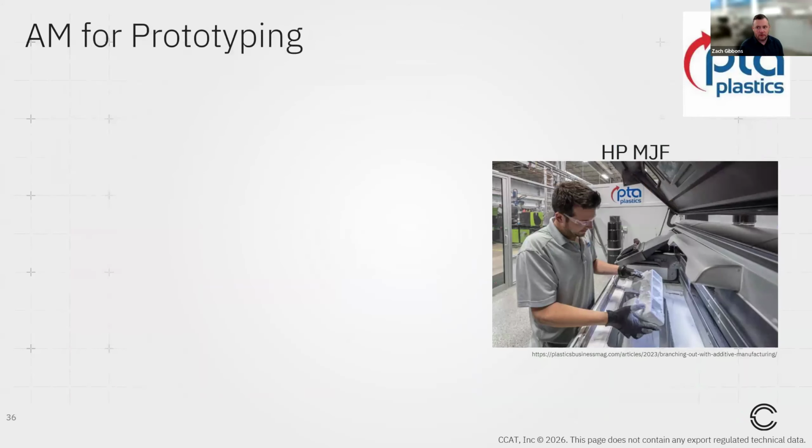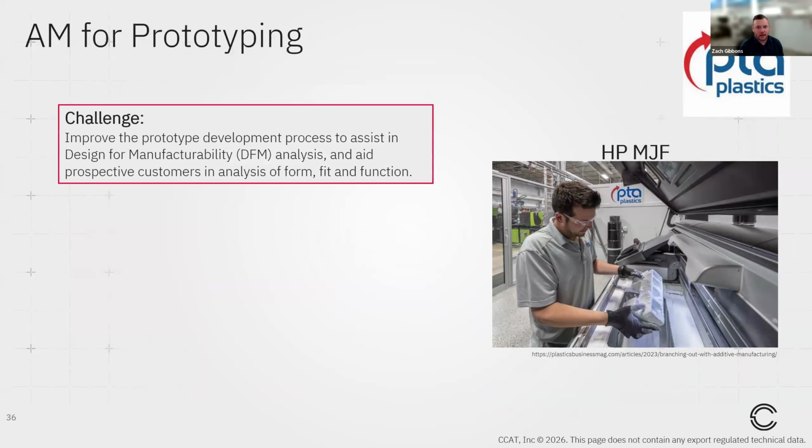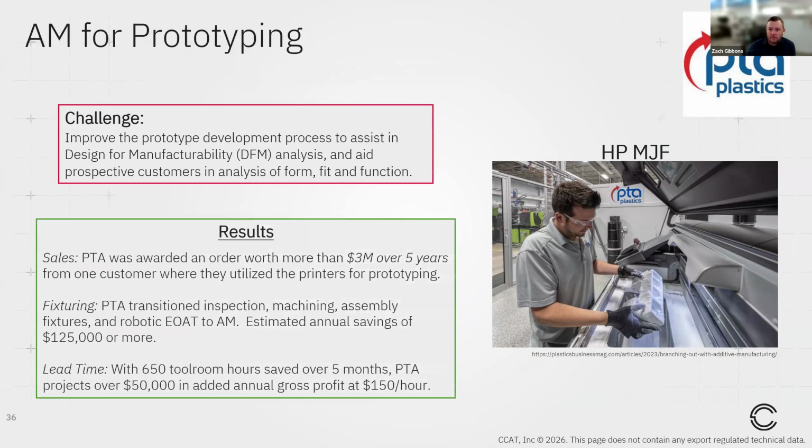So looking at AM for prototyping, this one's from PTA Plastics. They're an injection molder. They were looking at improving their prototype development process to assist their design for manufacturability analysis. And they onboarded HP's MJF system, which is a polymer binder jet process. And so this is just some ways this has helped them.